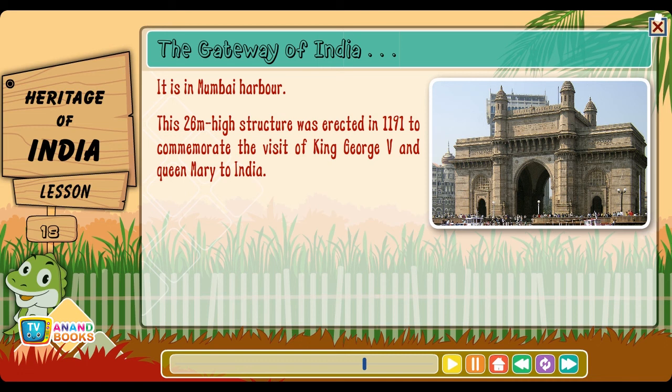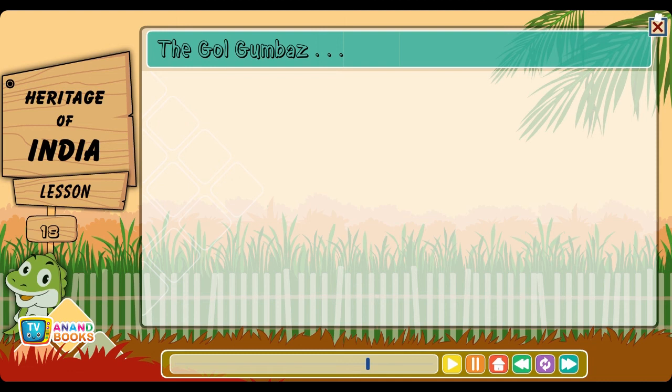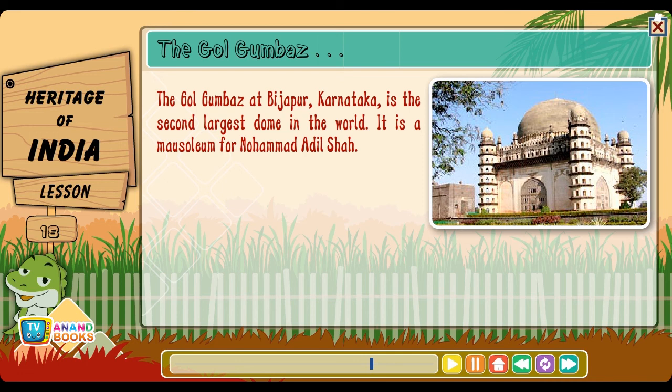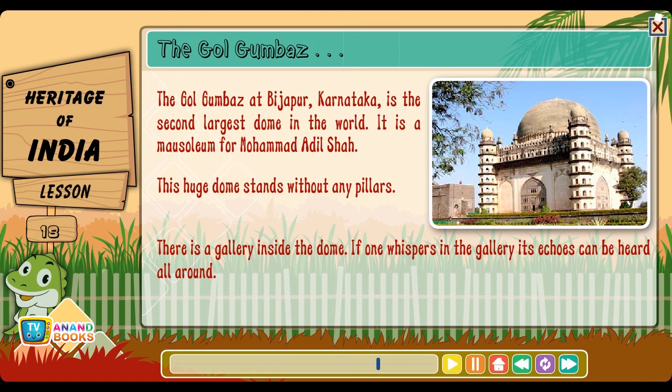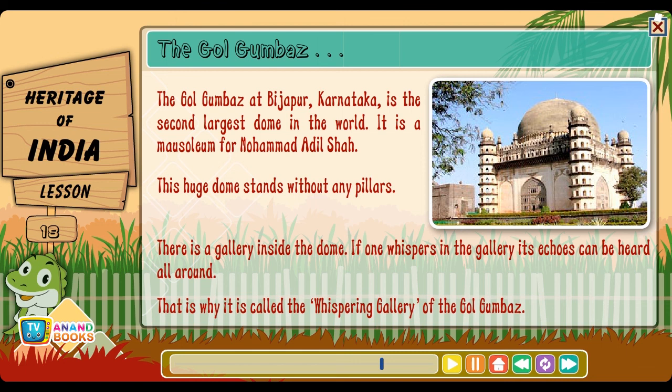The Gol Gumbaz. The Gol Gumbaz at Bijapur, Karnataka is the second largest dome in the world. It is a mausoleum for Muhammad Adil Shah. This huge dome stands without any pillars. There is a gallery inside the dome. If one whispers in the gallery, its echoes can be heard all around. That is why it is called the Whispering Gallery of the Gol Gumbaz.